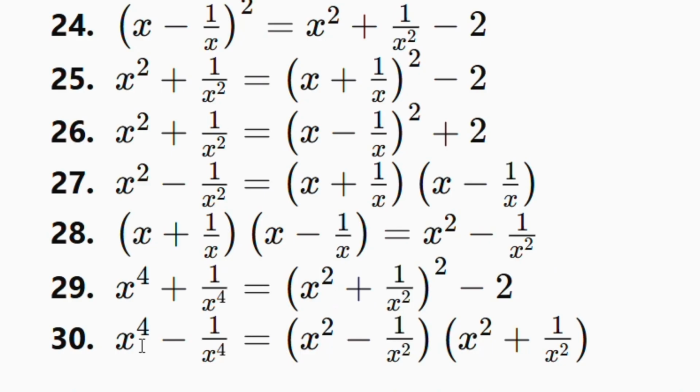Now x to the 4 minus 1/x to the 4. This is a square minus b square, where a square means x square and b means 1/x square. So this is (a − b)(a + b), where a is x square and b is 1/x square. So x to the 4 minus 1/x to the 4 is (x square minus 1/x square)(x square plus 1/x square). Then again we can write x square minus 1/x square equal to (x − 1/x)(x + 1/x), times (x square plus 1/x square).